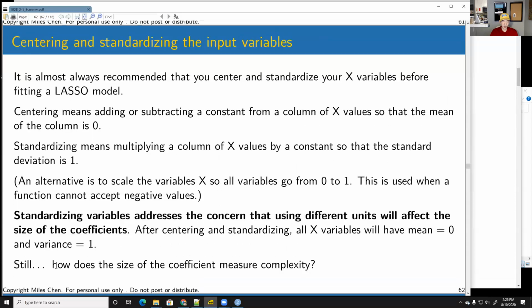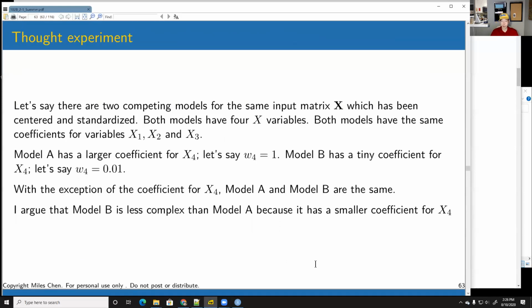Okay, but then how does the size of the coefficient measure complexity, right? And I argue that the size of the coefficient does measure complexity. So let's say we have two competing models, and both models use 4 variables. Both models have the same coefficients for x1, x2, and x3. Model A has a larger coefficient for x4, let's say W4 equals 1, and model B has a tiny coefficient for x4, let's say W4 equals 0.01. So with the exception of W4, which is 1 and 0.01 for models A and B, models A and B are exactly the same. W1, 2, and 3 are all the same for x1, x2, x3, right?